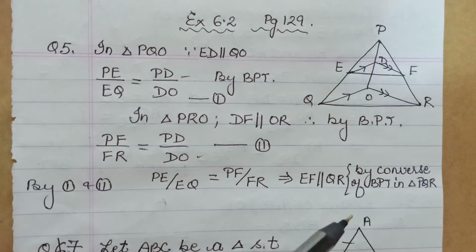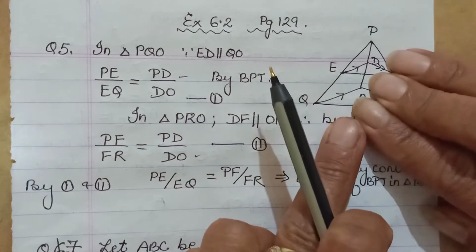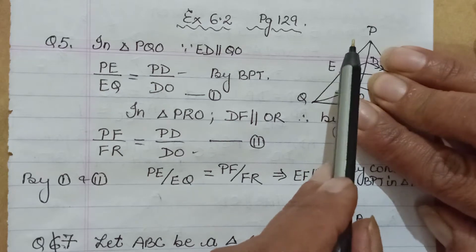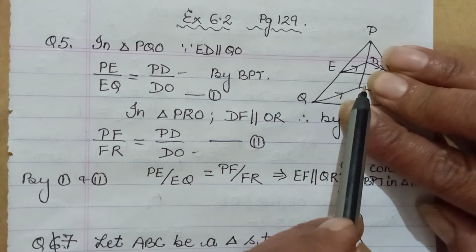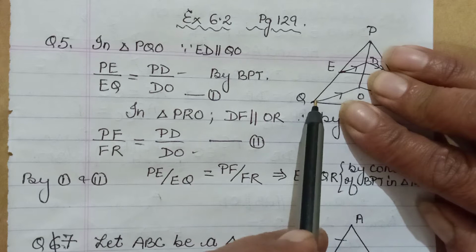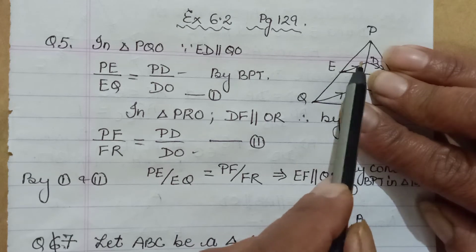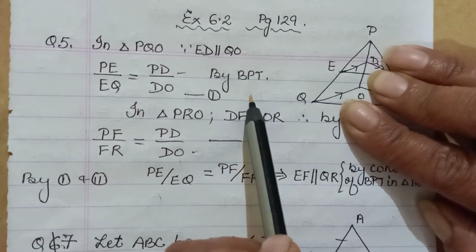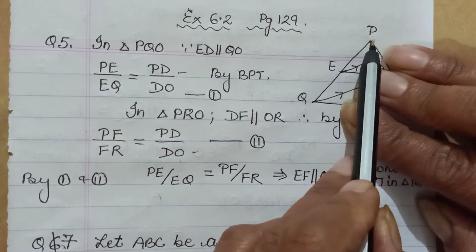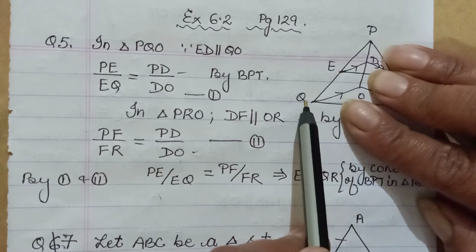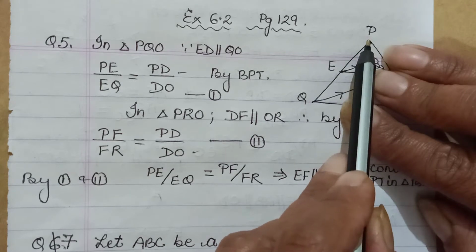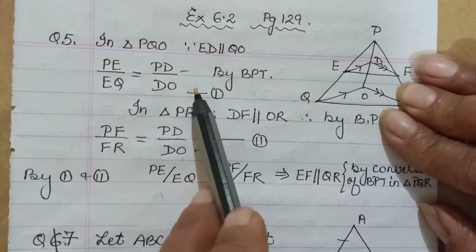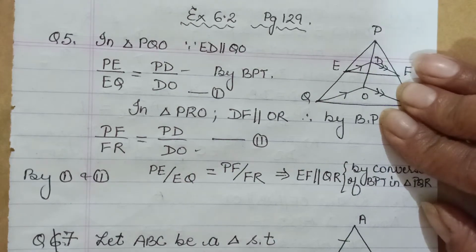So you pick up triangles here again, children. Forget about the rest of the figure, just focus on this triangle. We are talking about triangle PQO, in which QO is parallel to line ED, so BPT is applicable. Hence by BPT, PE upon EQ will be equal to PD upon DO. Call that equation 1.